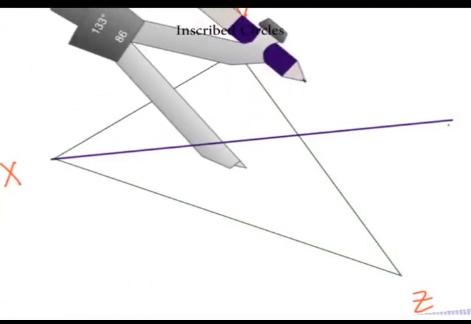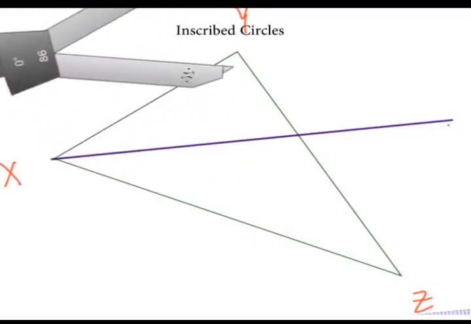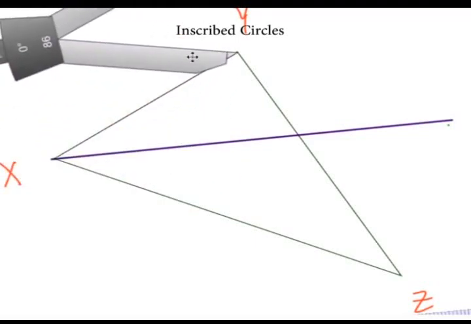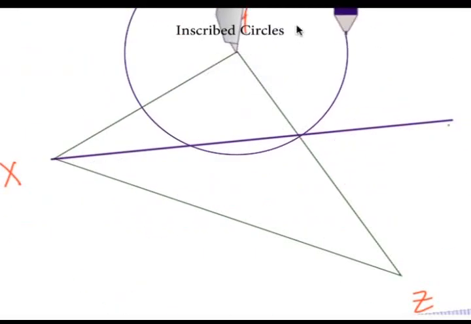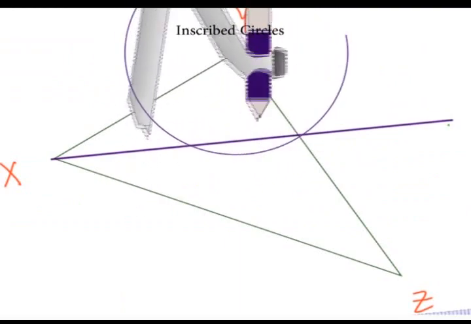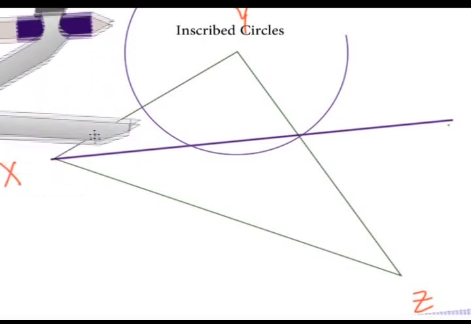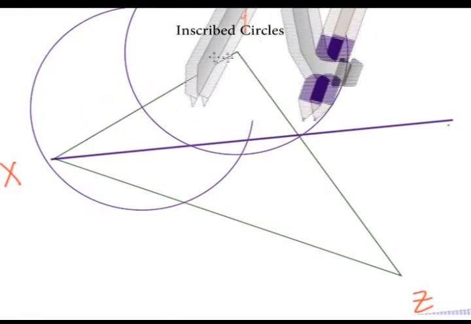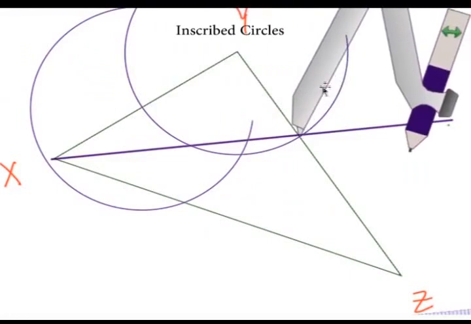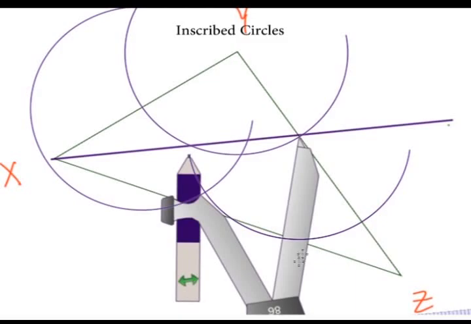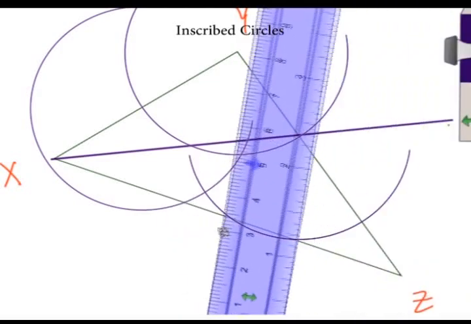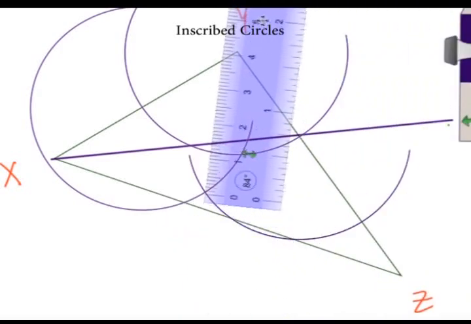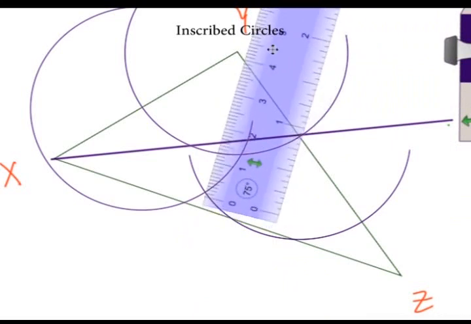And then we go to the vertex Y, place it at Y vertex, and draw the first arc. It intersects the two enclosing sides. Place the compass here and draw another arc. Do the same for this point. There is the second arc. Now take the straight edge and draw a line from the vertex to the intersection.